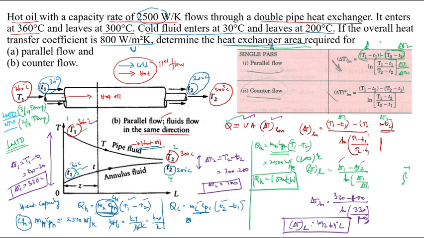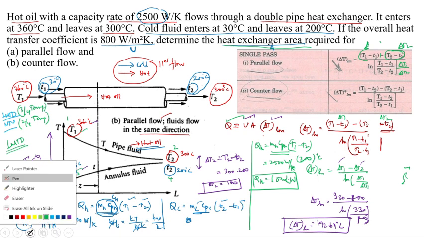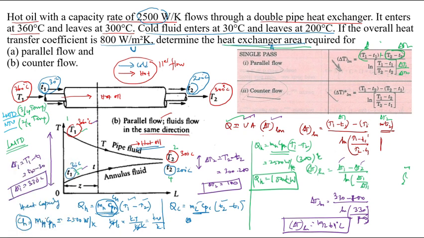What is the unknown parameter? It is A. How can we find A? From that equation, A is equal to Q divided by U into delta T Lm. Already you found Q is equal to 150 kilowatt. You already know U is 800 watt per meter square Kelvin, which can be converted into kilowatt per meter square Kelvin, that is 0.8.